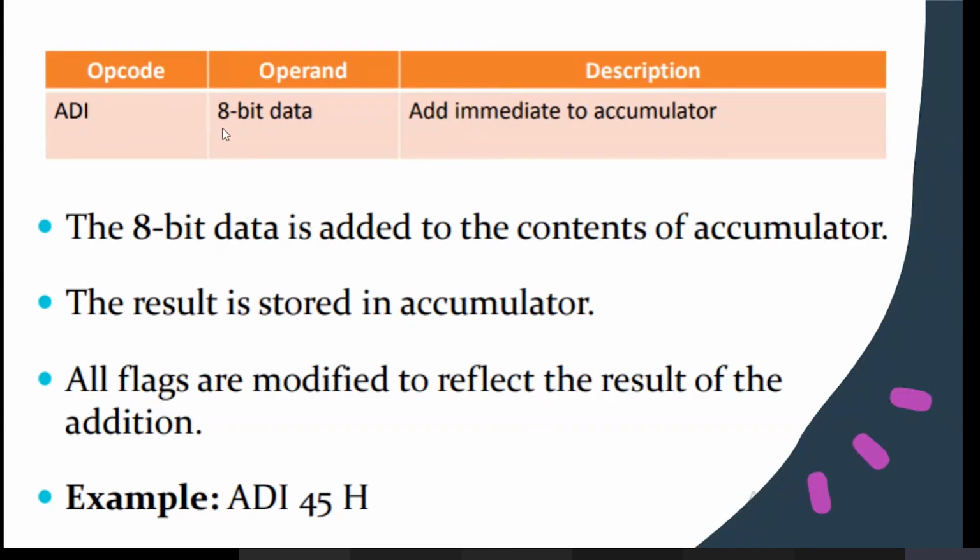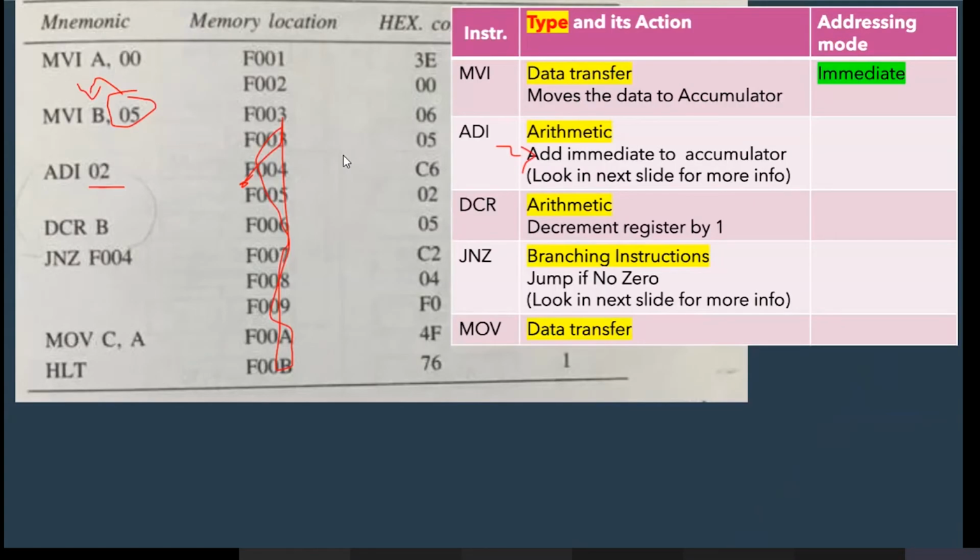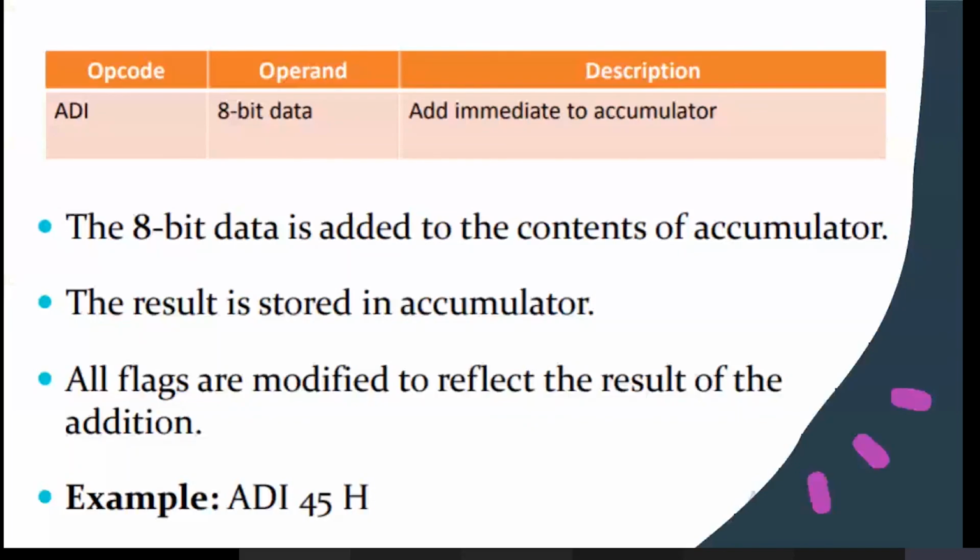What is the operand it can take? It can take 8-bit data. What is the 8-bit data it's taking? 02. 0 can be represented as 4 bits, and 2 is represented as 4 bits, so together it's 8 bits. So ADI is the opcode, 02 is my data. What does it do? It adds immediate to the accumulator.